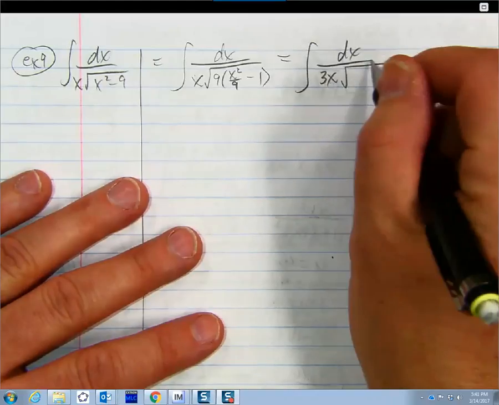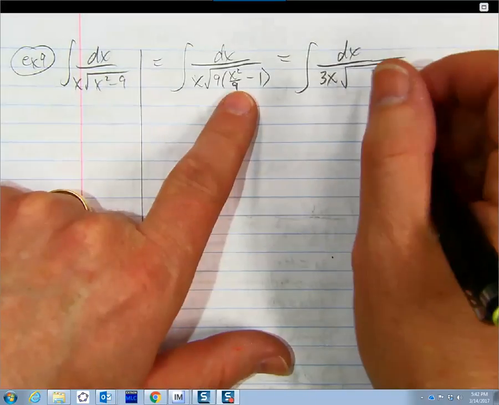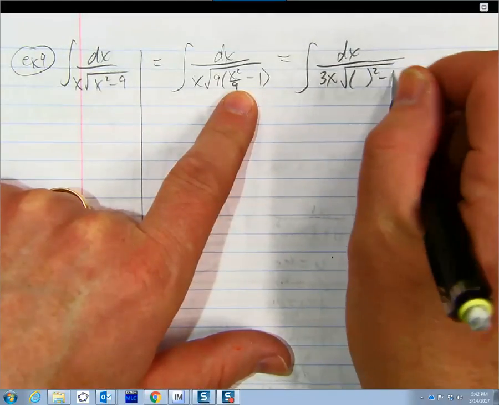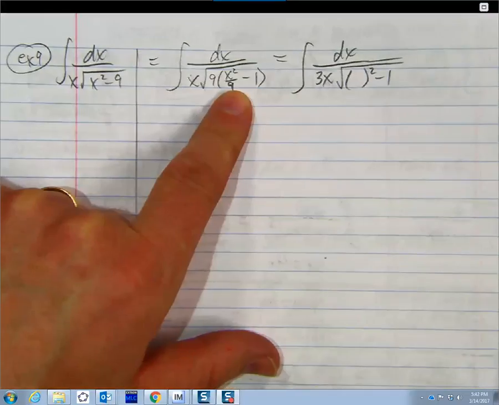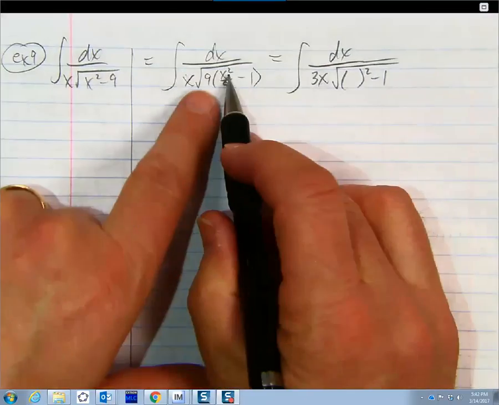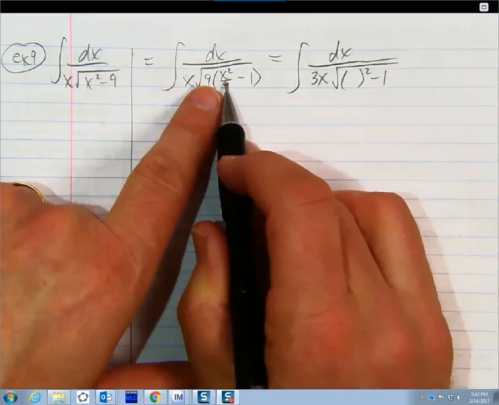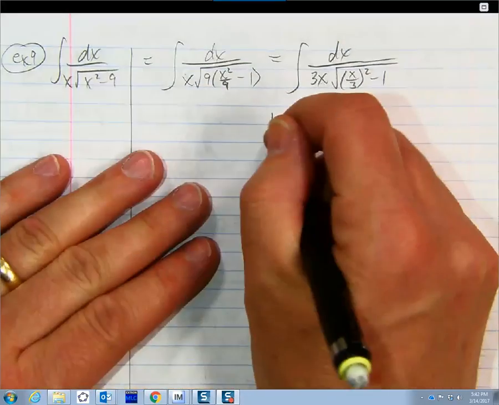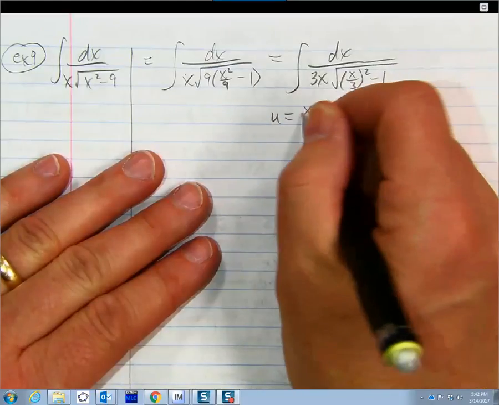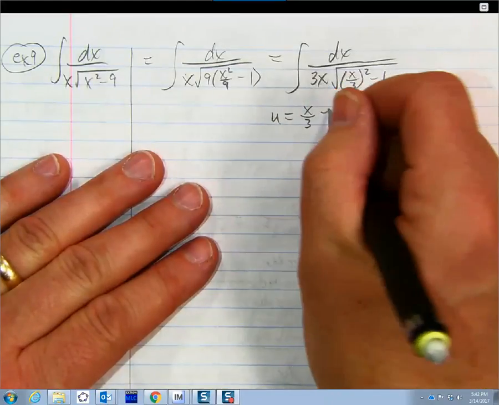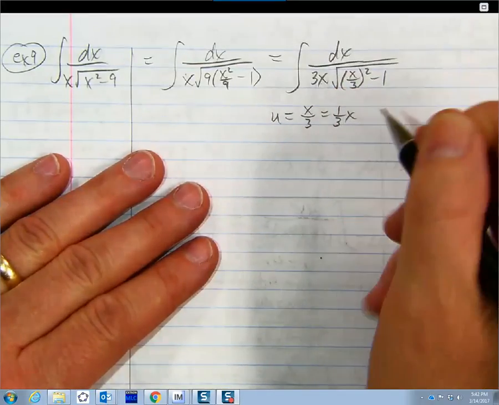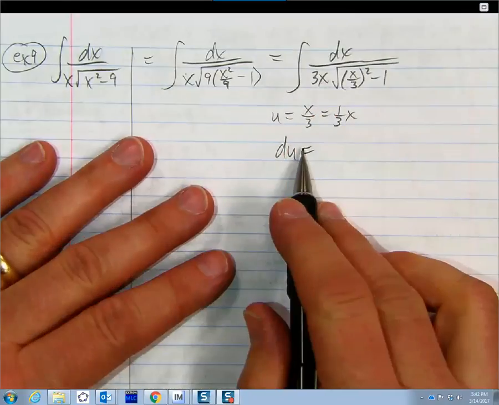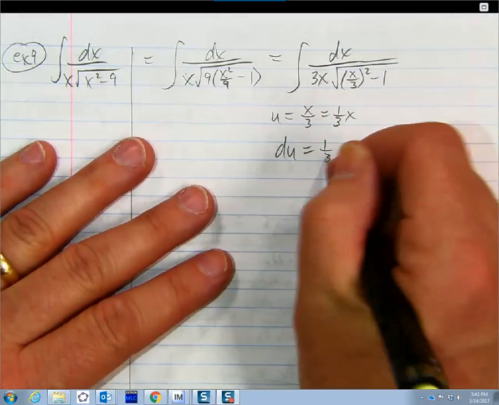Next, inside, we're going to change that x squared over 9 into a parentheses squared, and then we get your minus 1. So then it's time for you to think of what would you square to get an x squared over 9, and that would be x over 3. And there you go. Get it? Do you get it? All right, next up, du is equal to 1/3 dx.